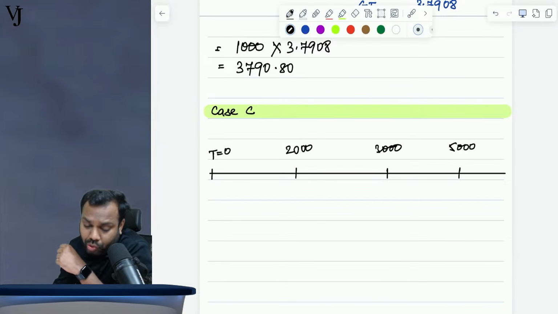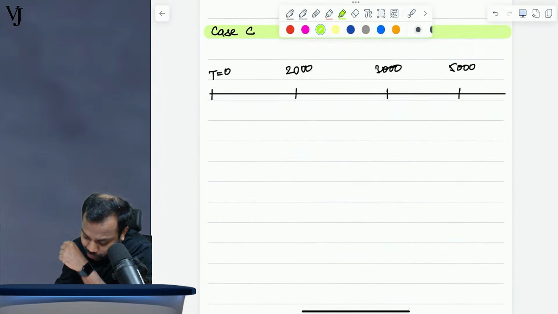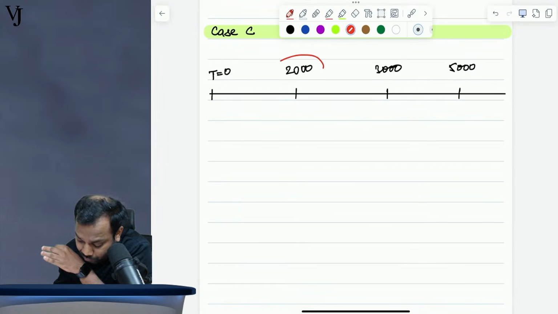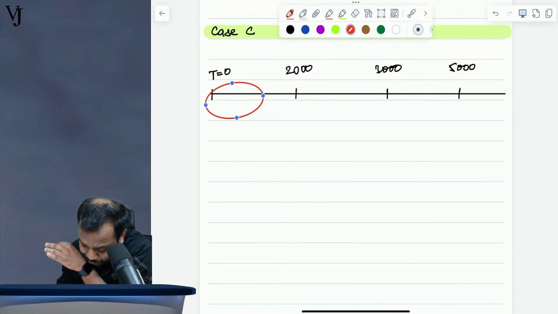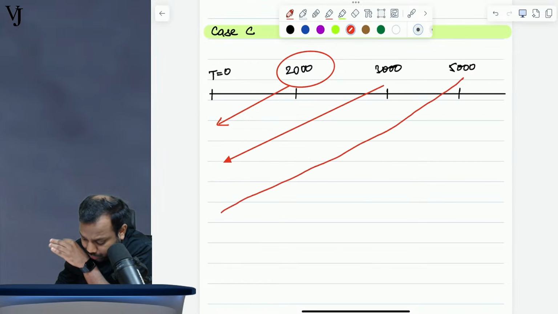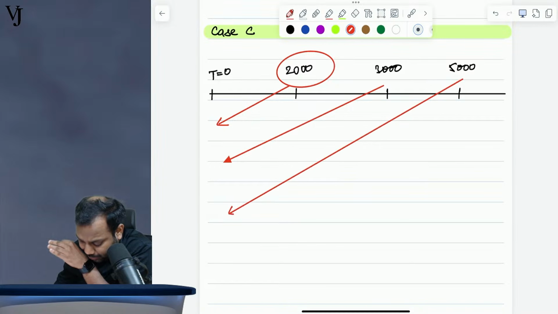So how to solve this type of present value? How will you calculate this present value? You have to calculate it individually for each one, and then you have to add everything. So let us calculate it individually.